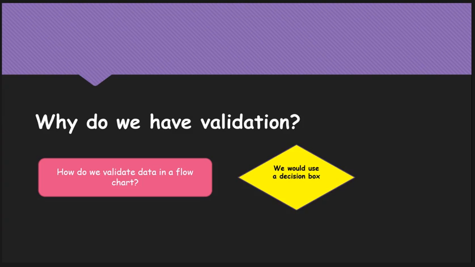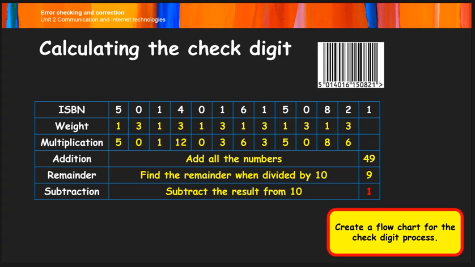Okay, so we're going to have a look at check digit now. So here is a check digit question. This is a modulus 10 question. It's a modulus 10 or a modulus 13, it's all the same. The idea is you would have an ISBN number or a barcode number, and you would have to calculate the check digit, which is that last number there.